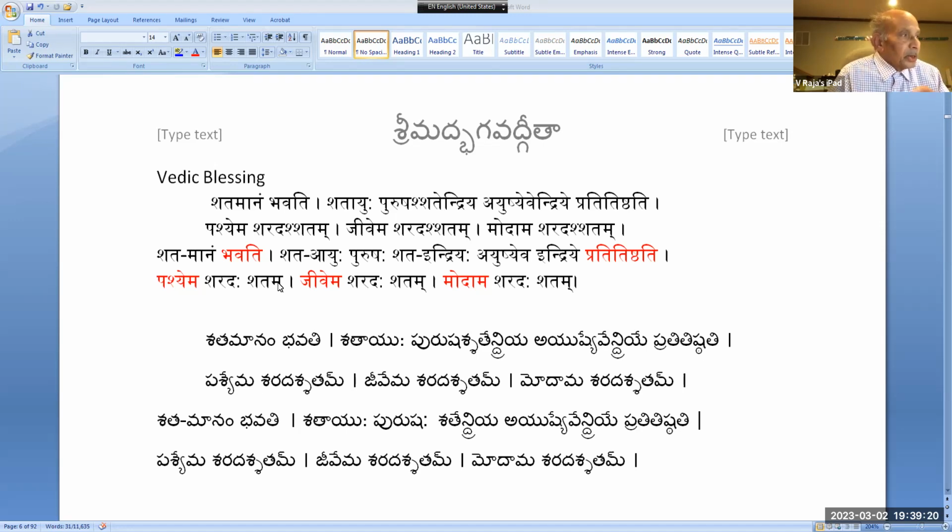So we did, this is an order. Pashyema Sharadam Shatam. Sharada Shatam. Ji is to live. That's where Jivana comes. That's where Jiva comes, Atman. And the Modama, Mud, to rejoice, to enjoy.